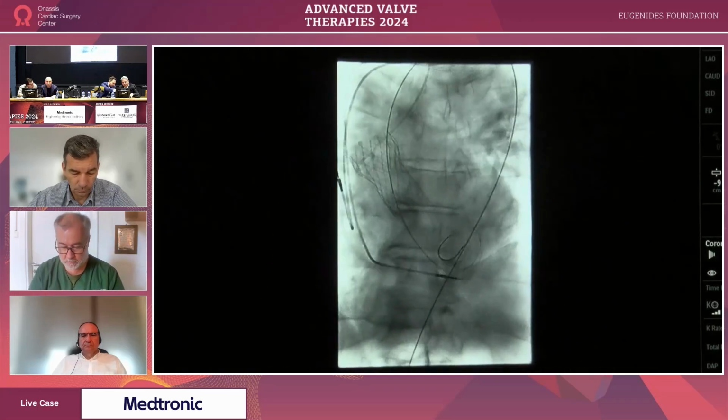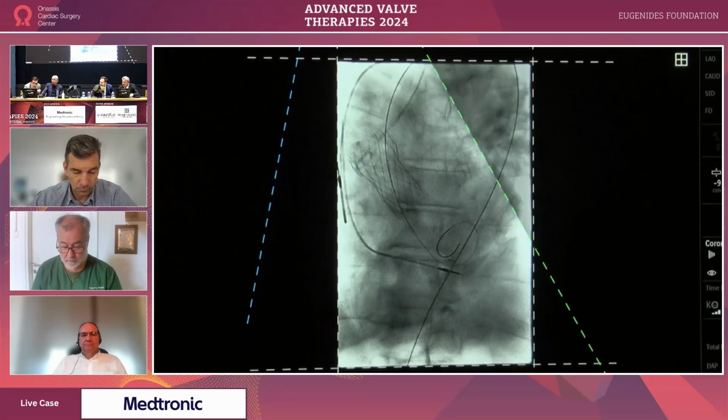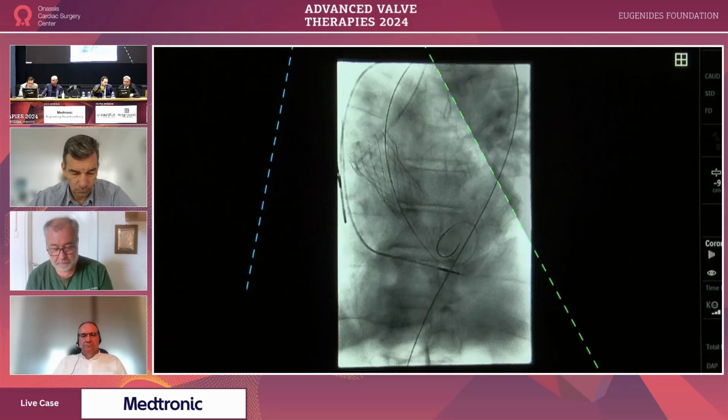Is it possible we can use a higher magnification here so we can focus a little bit more in the valve? In this final angiogram? Yes, we can. Martina willing, yes.